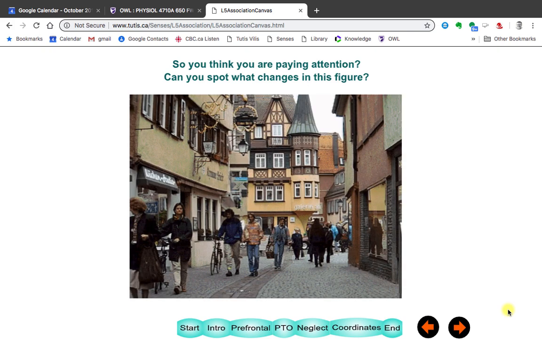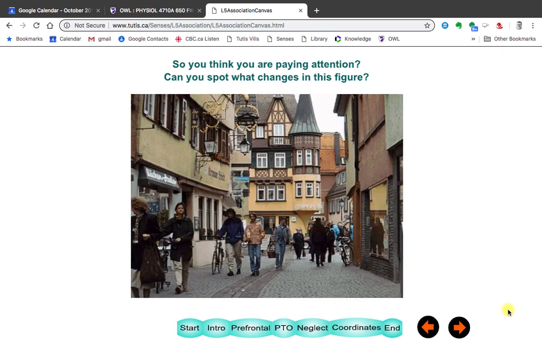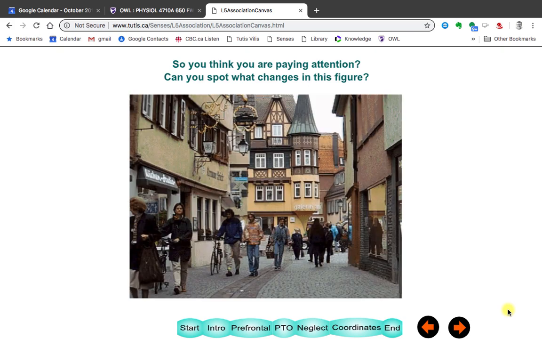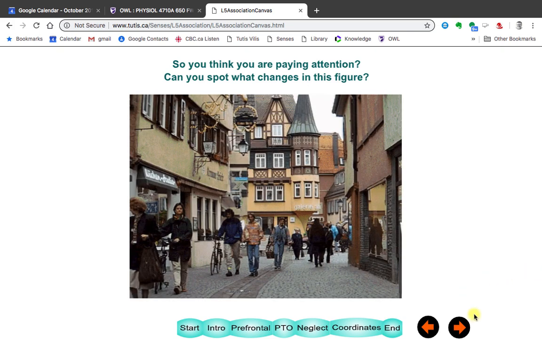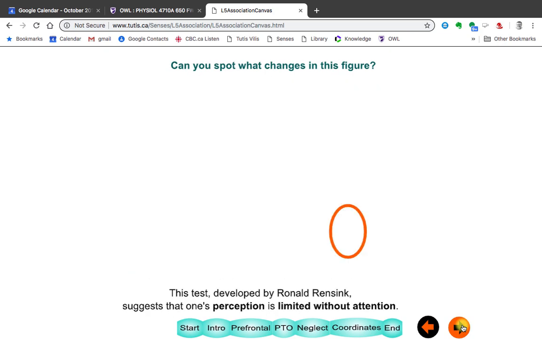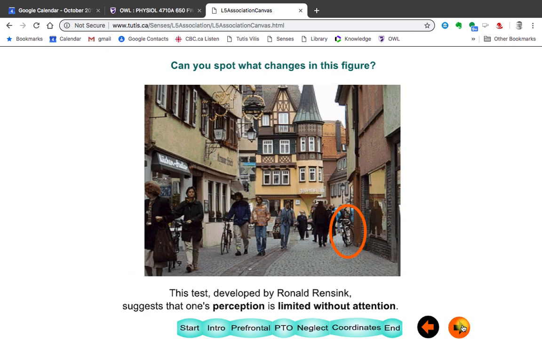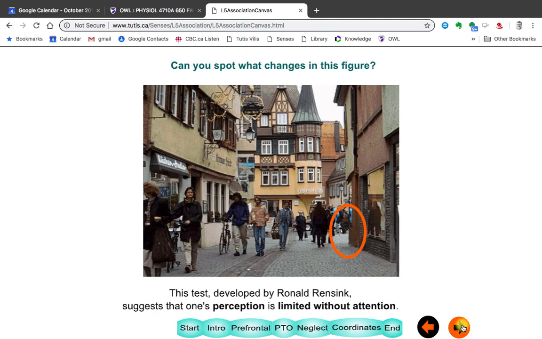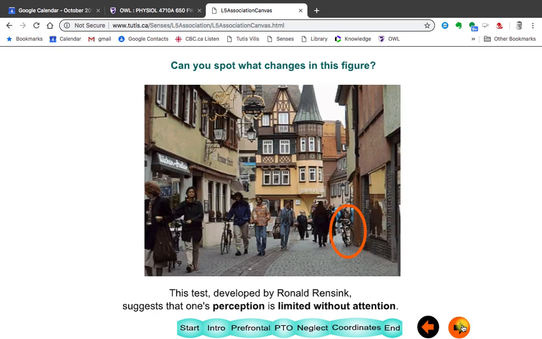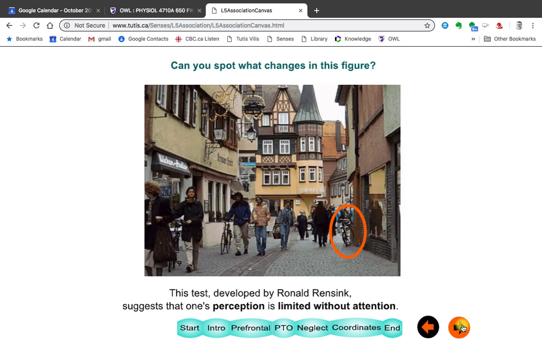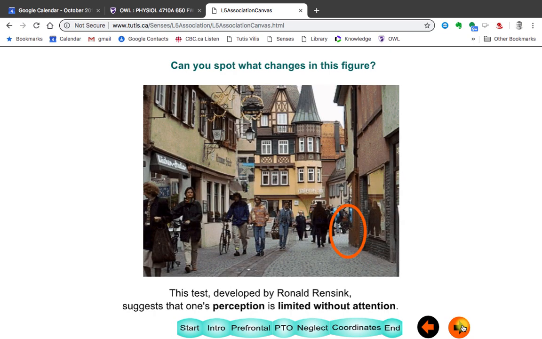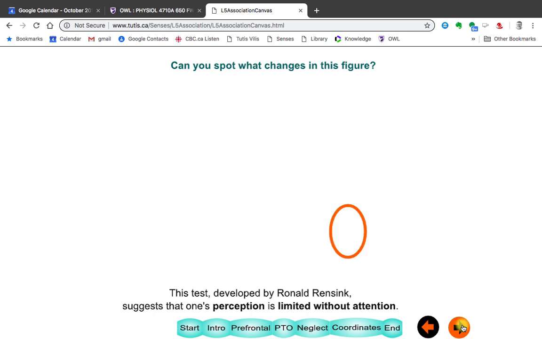Okay. The bicycle is disappearing. No. Okay. So if I circle it, then you can see it clearly. The bicycle is appearing and disappearing. So see how that circle now has focused your attention to this small spot. But when your attention wasn't focused to that small spot, you didn't see it.